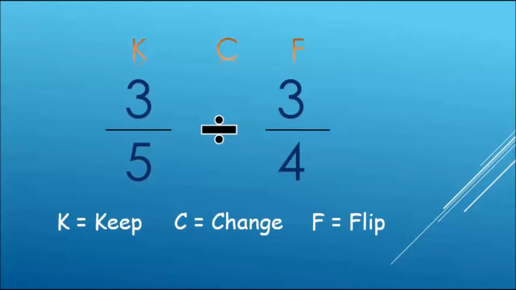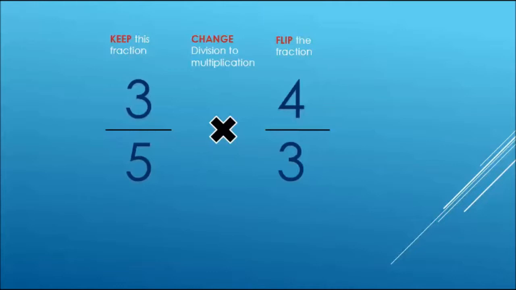So KCF stands for keep, change, and flip. K is keep, C is change, and F is flip. What we do here is we keep the first fraction so our fraction stays the same, 3/5. We change the division to multiplication, so instead of being division we now have multiplication. We flip the second fraction, so instead of being 3/4 now we have 4/3.